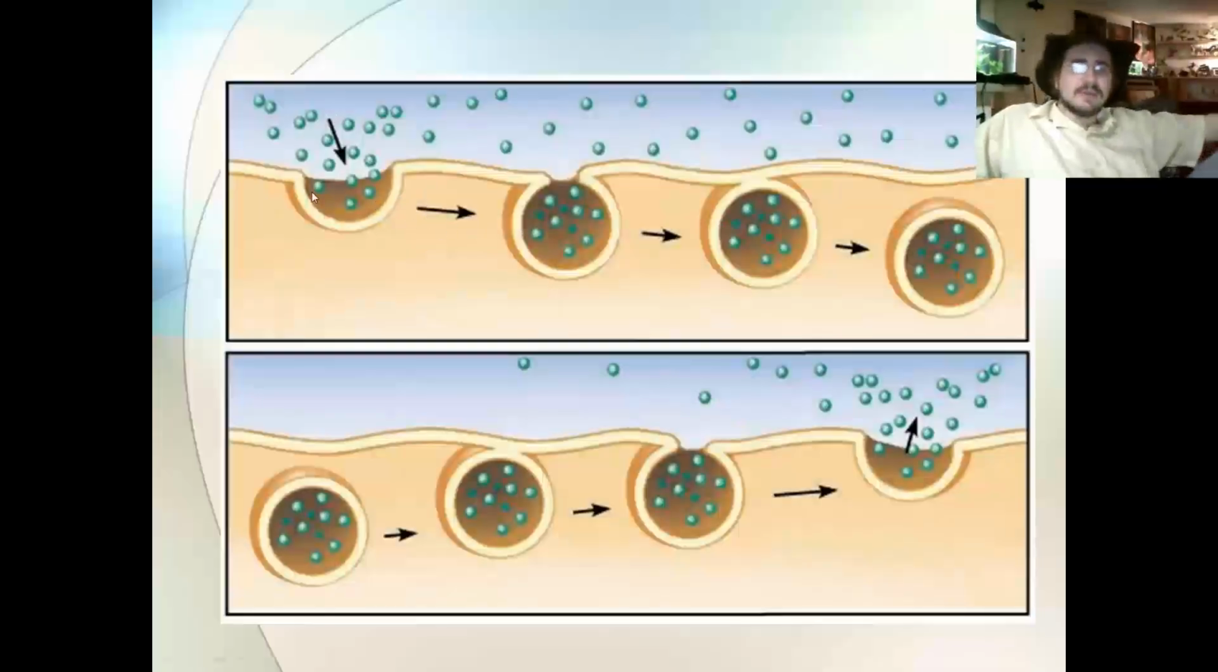This is endocytosis. The membrane bends inward, molecules are sucked into the depression, and then the vesicle forms and is released into the cell to transport those molecules where they need to go. And here's exocytosis, where the vesicle arrives at the membrane, starts to fuse, and then releases the molecules outside of the cell.